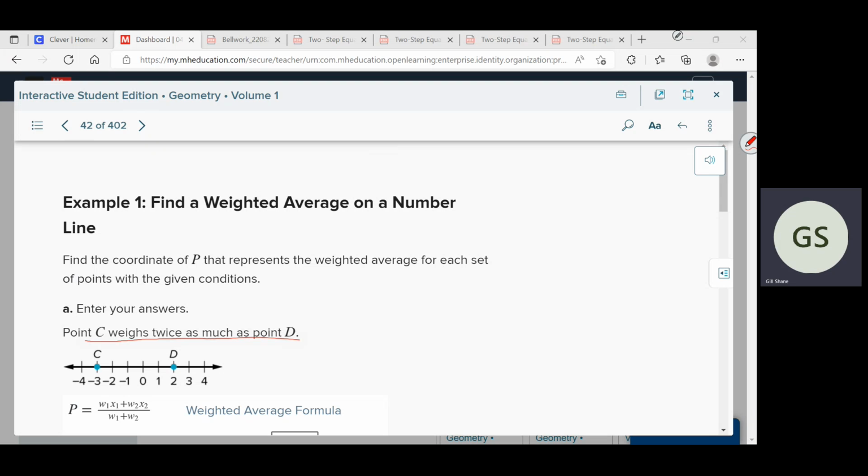So if these were worth equal amounts, if C and D were worth the same, where would you put a point if you wanted to put a point between them? Where would it be?